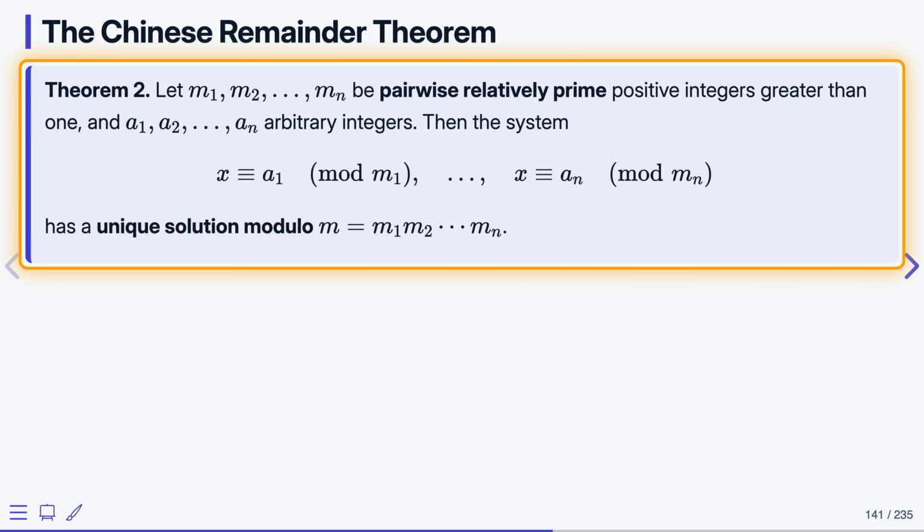Now the theorem itself. Take several moduli, m1, m2, up to mn, and they must be pairwise relatively prime. That means any two of them share no common factor bigger than 1. Then pick any target remainders you like, a1, a2, up to an. The theorem says the whole system has a unique solution, modulo big M, where big M is all the moduli multiplied together.